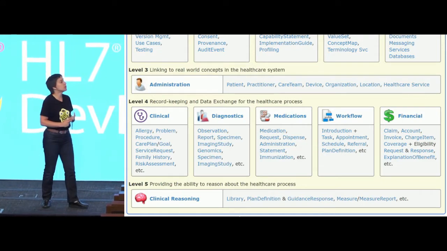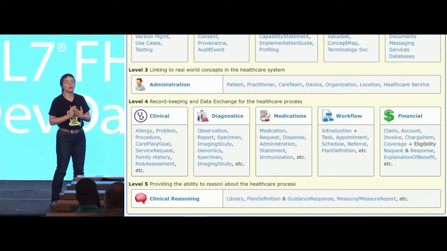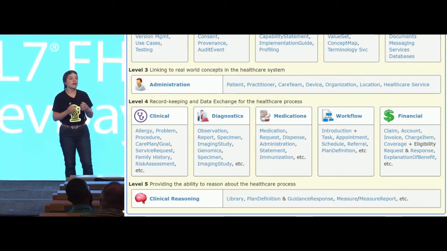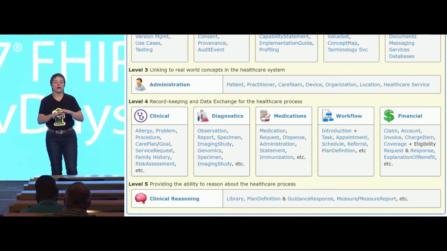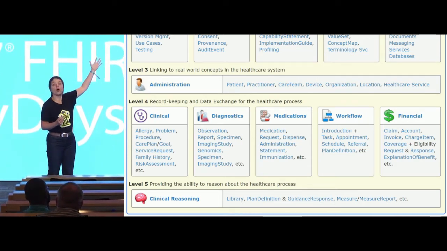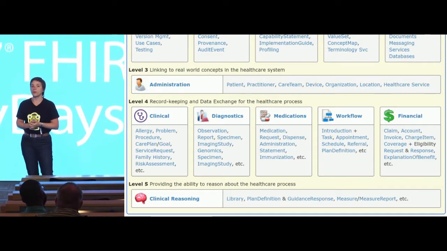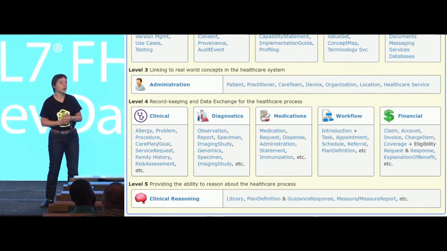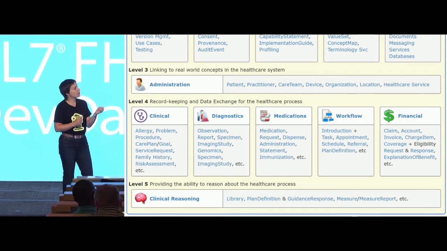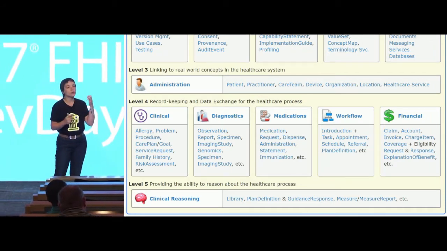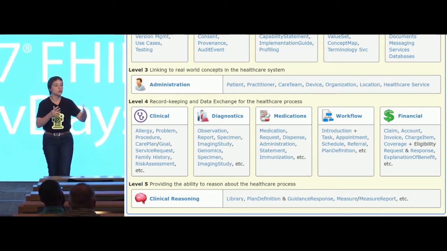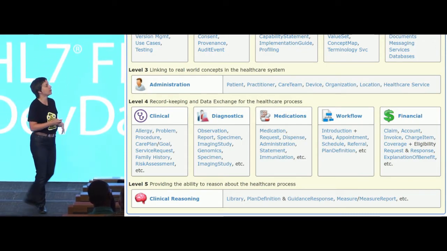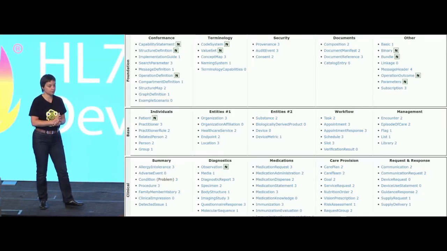On level 5, you will find a group of resources and a bunch of information that you could use to implement clinical reasoning based on a landscape where you already have all of your clinical information present through the FHIR API as FHIR resources. That's when you would want to extract measurements, to apply clinical knowledge to that data, or to extract information from your data, and that's what level 5 is guiding you to.